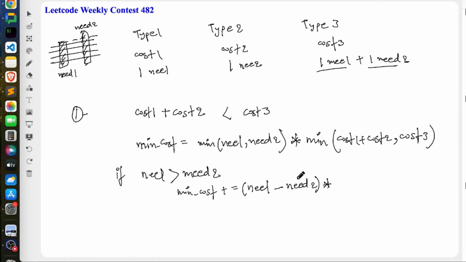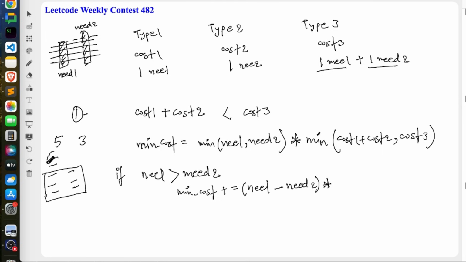Let's take one example. Let's say your need 1 is 5 and need 2 is 3. So need 1 you have 1 2 3 4 and 5, and need 2 is 3. For these values where you have both need 1 and need 2, I have fulfilled using this condition. Which one is minimum, either cost 1 plus cost 2 or cost 3? Based on the minimum value, I will fulfill these conditions.